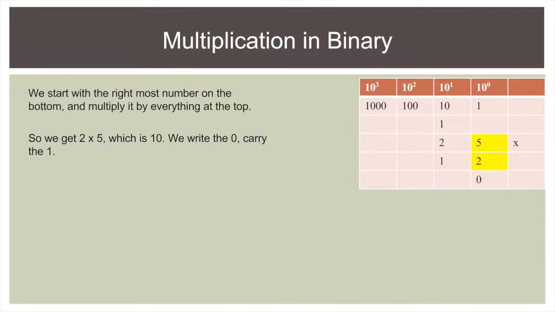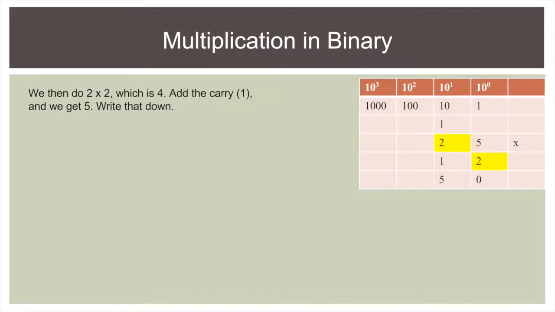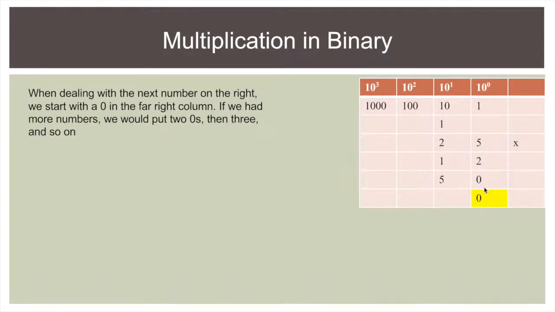First up, we're going to start with the rightmost number on the bottom, and we're going to multiply it by everything at the top. So we get 2 times 5, which is 10. Write the 0, carry the 1. Then we're going to do 2 times 2, which is 4. Add the carry 1 and we get 5. Next we start with the number on the right.